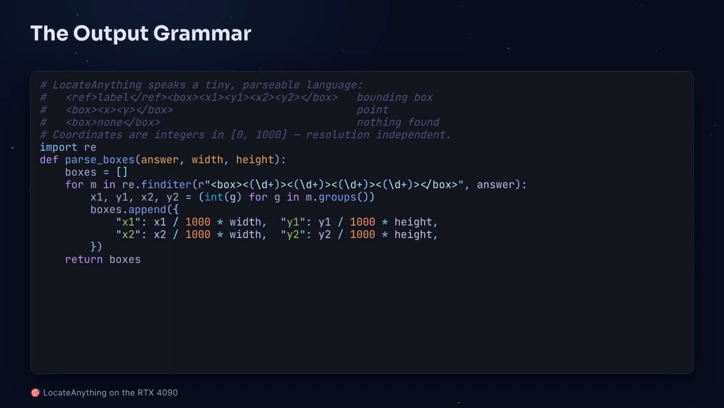Everything the model says comes out in a tiny, parsable grammar. A detection is a ref tag with the label, followed by a box tag holding 4 integers. A point is just 2 integers, and if nothing matches, you get box none, an honest, empty answer. The clever detail: coordinates are integers from 0 to 1000, normalized to the image. That means the output is resolution independent. Divide by 1000, multiply by your image size, and the boxes land exactly where they should, no matter how big the original picture was. 10 lines of Python, and you've got pixel-perfect rectangles.